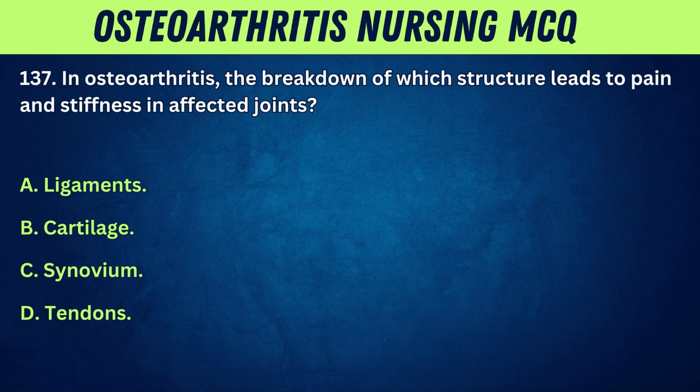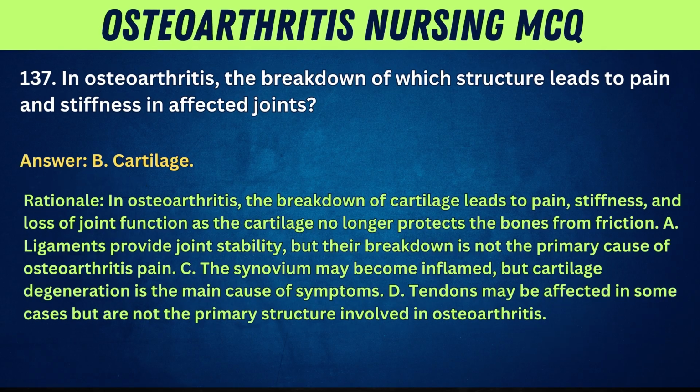137. In osteoarthritis, the breakdown of which structure leads to pain and stiffness in affected joints? A. Ligaments. B. Cartilage. C. Synovium. D. Tendons. Answer: B. Cartilage. Rationale: in osteoarthritis, the breakdown of cartilage leads to pain, stiffness, and loss of joint function as the cartilage no longer protects the bones from friction.